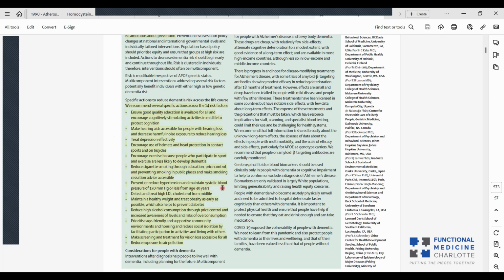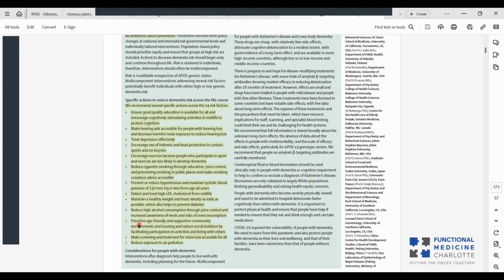So they set the target of from 40 years on, you want to have your blood pressure 130 or less on the top number, as best you can. Detect and treat high LDL, or rather than treat the LDL, figure out why it's being driven up and address that. Maintain a healthy weight, reduce alcohol consumption to zero. That's what I would say. Prioritize age-friendly and supportive community environments and housing, and reduce social isolation.